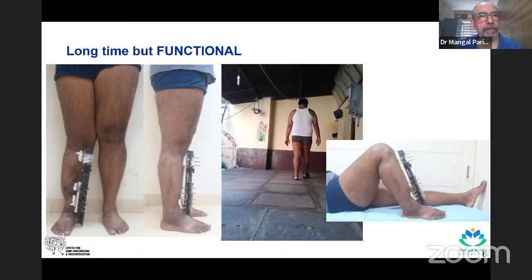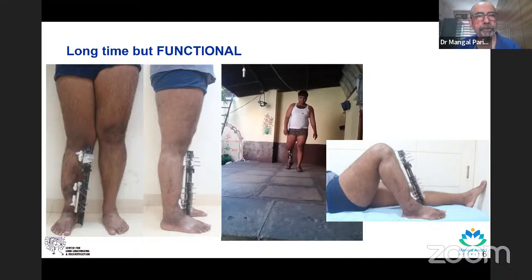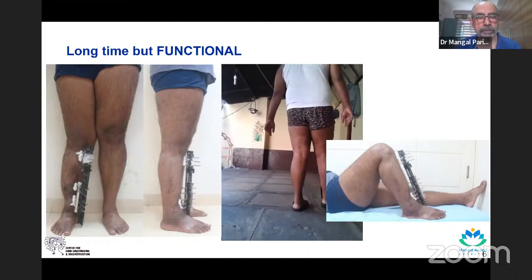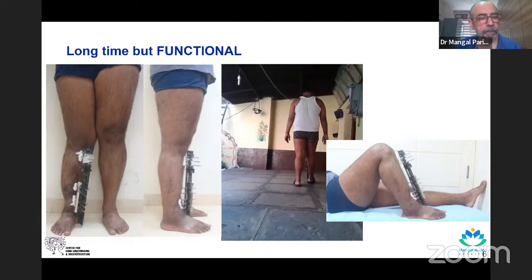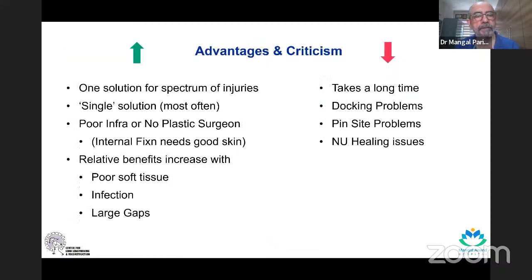Even if you treat it with a microvascular fibula, even in the cases which Sangeet showed, where you treat it with internal fixation, time to union is always prolonged because these are difficult biological situations. But with fixators properly applied, patients can remain pretty functional in the duration of their treatment. So at the end of 1 year, this guy is completely healed, solid, and ready for the fixator removal. The advantage of bone transport is that it is one solution for a whole spectrum of injuries in whatever bone you can think of. More often than not, it is a single solution.